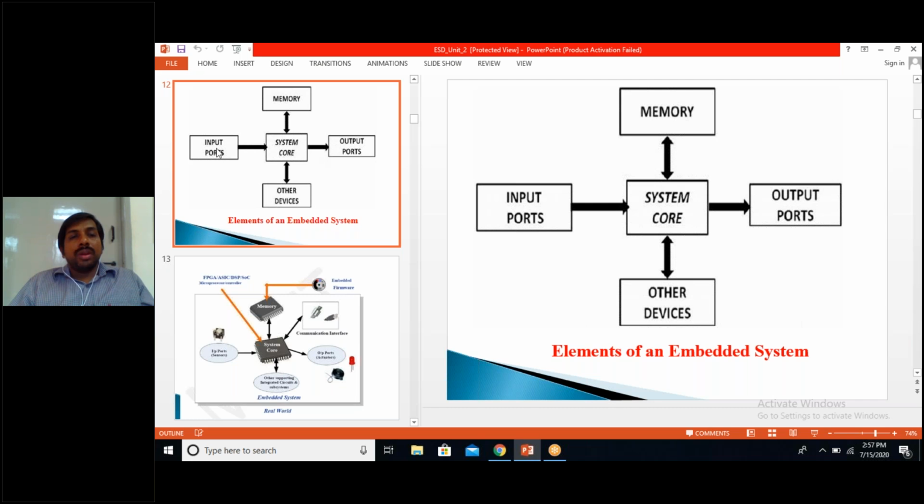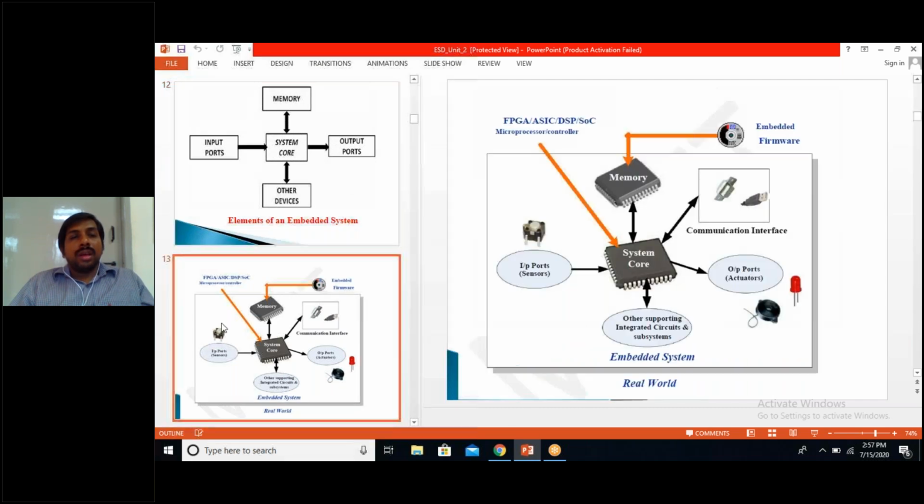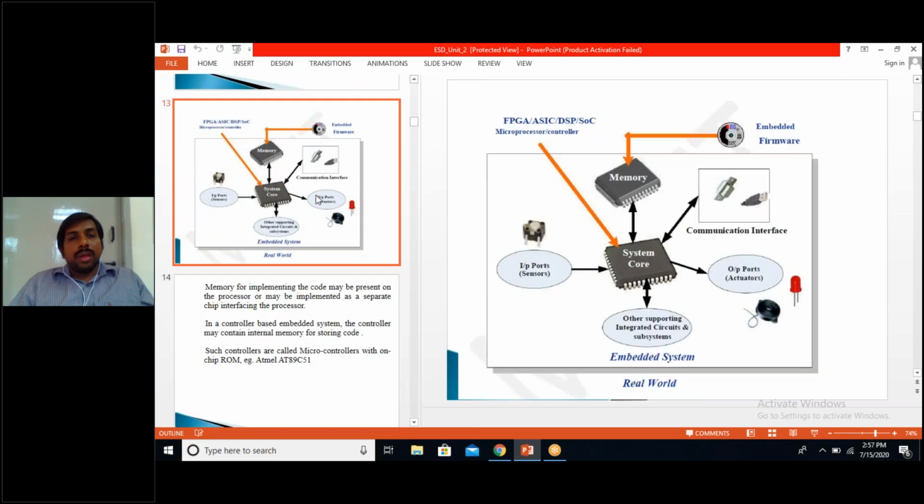Elements of an embedded system at block level: there is an input port with sensors, output ports with actuators, and memory. The memory holds the application software, called embedded firmware. All sensors, actuators, and memory are connected by an interface called the communication interface. This can be onboard or offboard. Onboard is related to the PCB, how the sensors, memory, system core, output ports, and actuators are connected. Offboard means external to your system core.